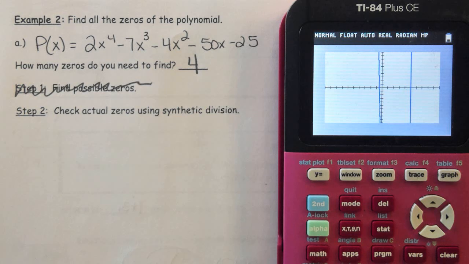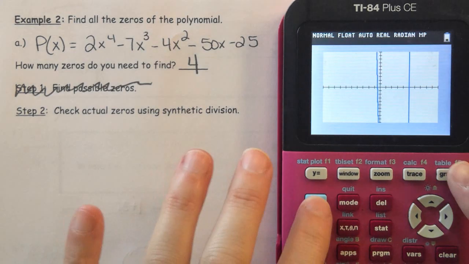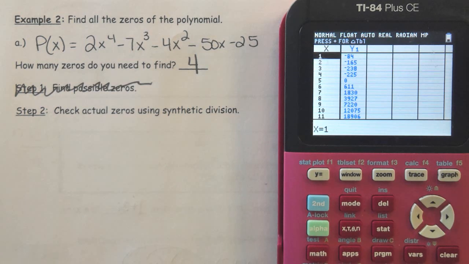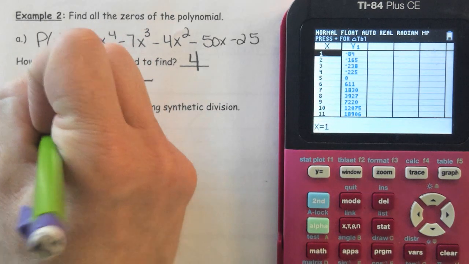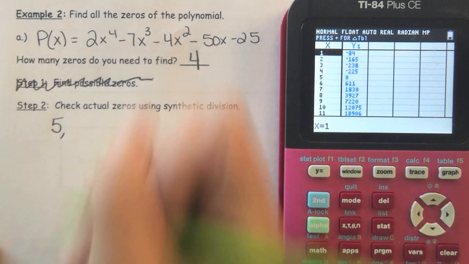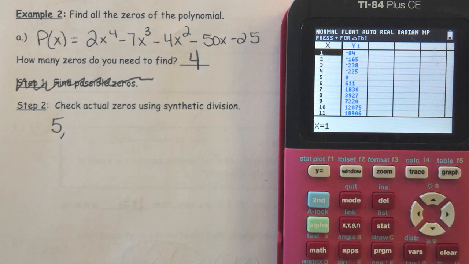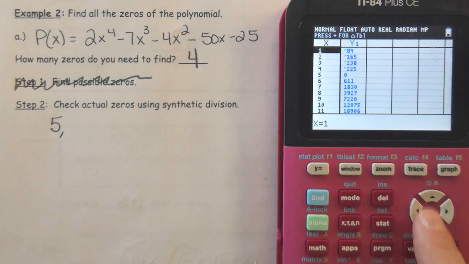Do you see how the 0 on the right, the one over here, looks like it's at a nice number? Let's go to our table and see if that's true. I'm going to hit second graph. Do you see how my 0 is at 5? So that's one of my solutions. The other solution isn't there.